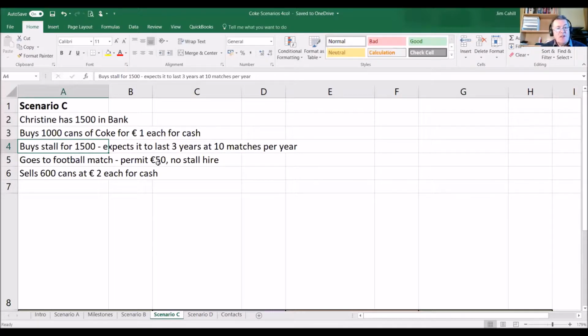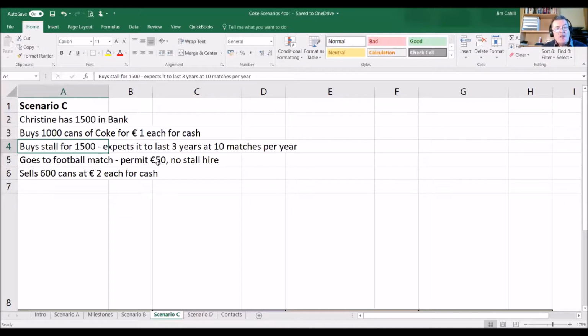The accountant says if that stall is going to last for 3 years, I should spread the cost over 3 years. If the stall is going to last for 30 matches, I should spread the cost over 30 matches. So if I spread that cost over 30 matches, that'll be €50 a match. And that's kind of a measure of the wearing out of the stall. And the accountant calls that depreciation because he'll never use a simple word where you can find a bigger word to use. So we'll have €50 depreciation.